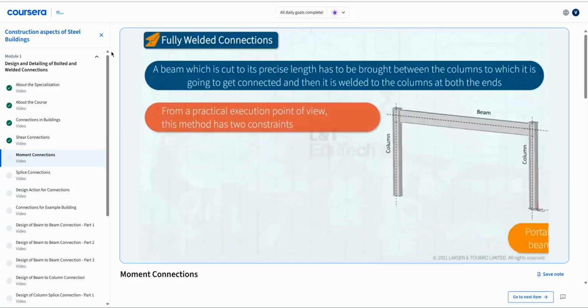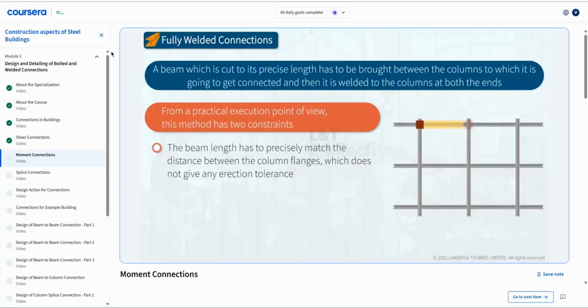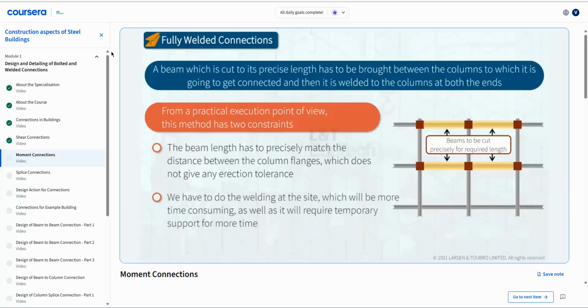The first one is that the beam length has to precisely match the distance between the column flanges, which does not give any erection tolerance. The second issue is that we have to do the welding at the site, which will be more time consuming, as well as it will require temporary support for more time.